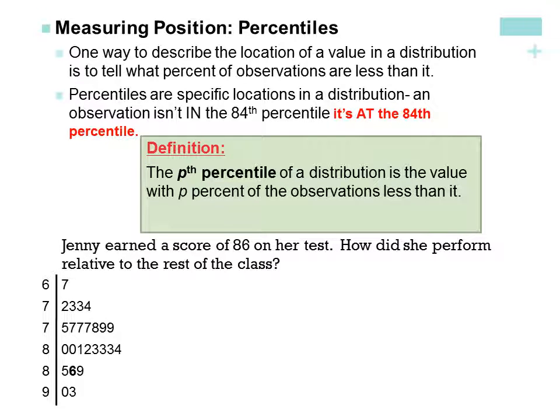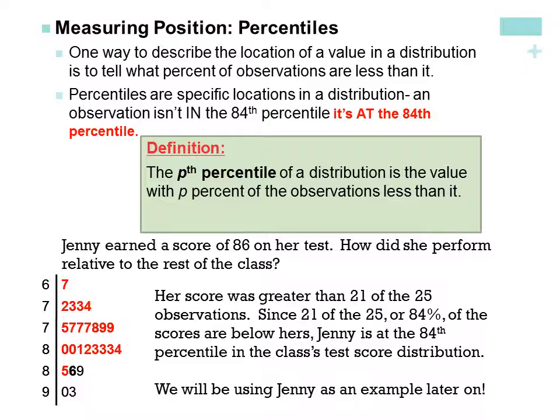All right, so let's say we're taking a look at scores on an exam. Jenny earned a score of 86 on her test. How did she perform relative to the rest of the class? So we have our distribution. We could do our 5-number summary. We could do our box and whisker plots. This is just adding to finding numerical summaries from our distribution. All right, so how did she perform relative to the rest of the class? Well, here's her score right here, 86. In order to figure out how she performed relative to the rest of the class, we could find the percentile. So if we figure out the percentile, we can figure out how much she did better than the rest of the class, or what percent of students scored less than her.